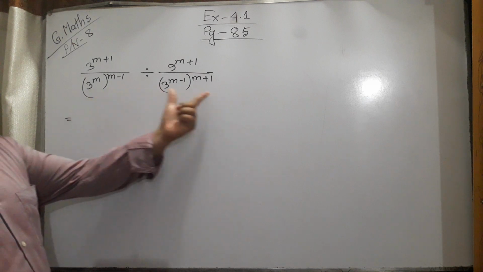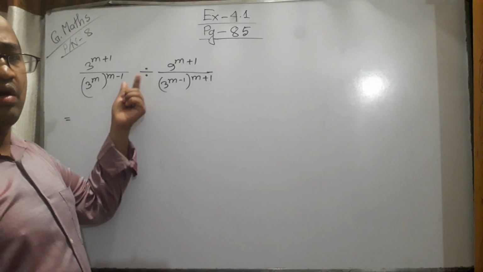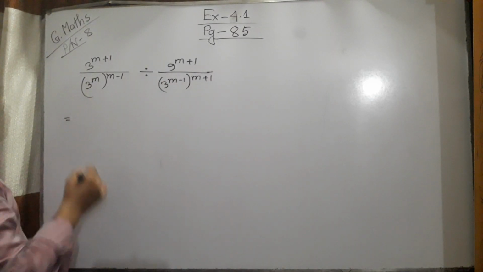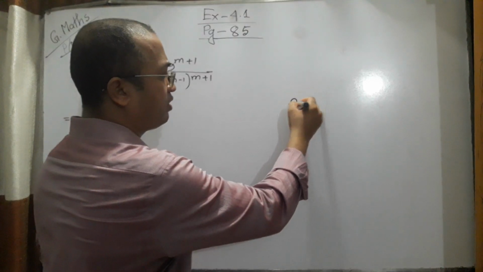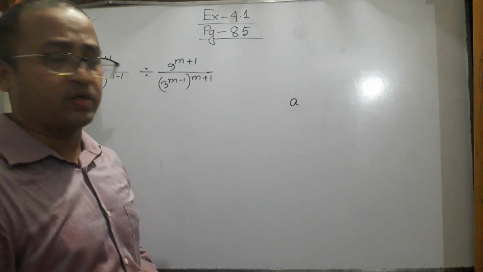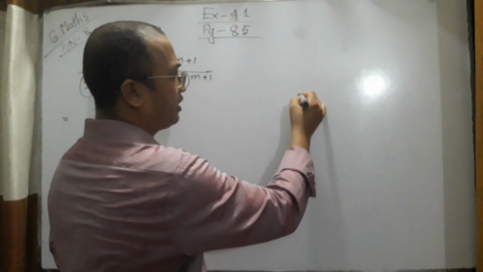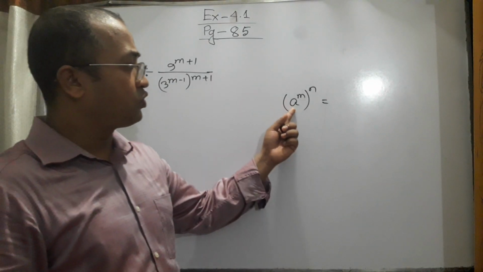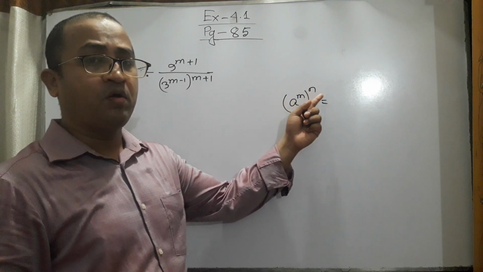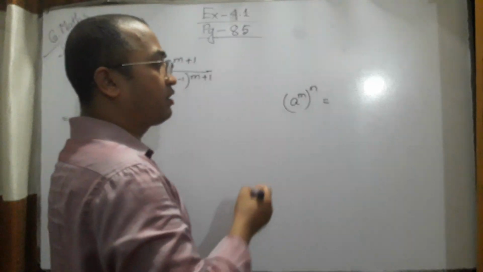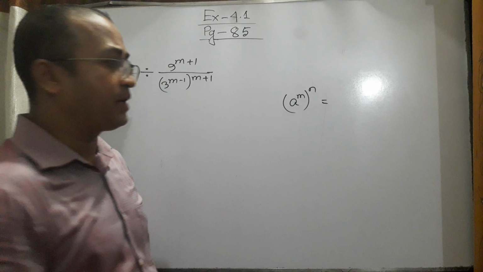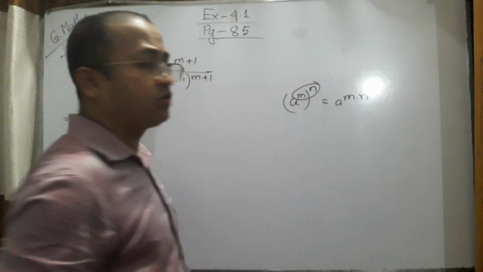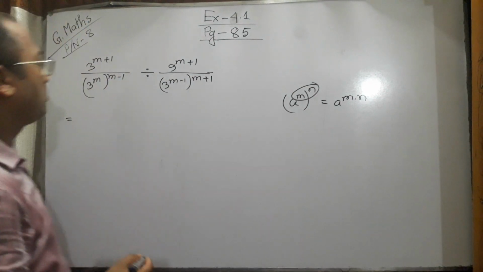Look, there are two numbers being divided. We will divide the first number by the second number. Look, you have learned a property, that is (a^m)^n. What will it be? Power of power. In this case the powers will be multiplied. I mean a^(m×n). These two powers will be multiplied.